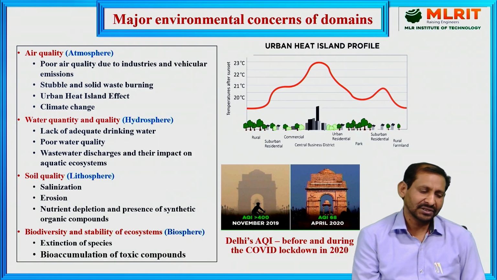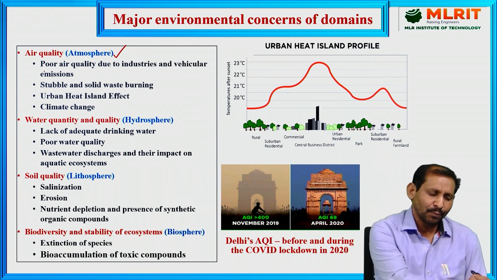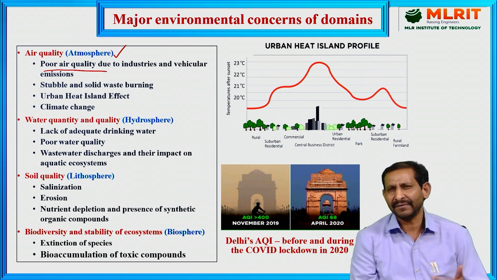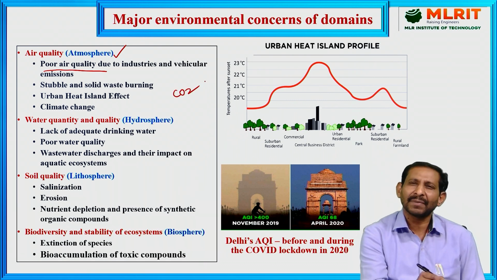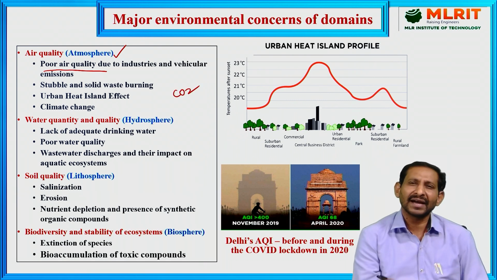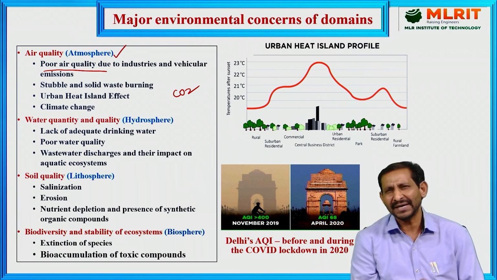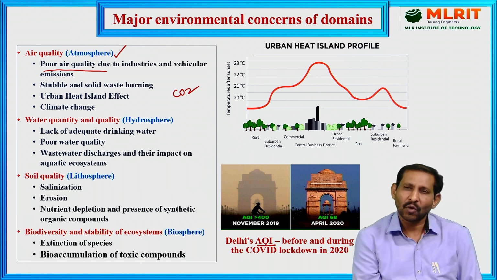Coming to the first, the atmosphere. First is poor air quality. It comes mainly from vehicular emissions, and from industries releasing emissions such as carbon dioxide from thermal power plants and some organic chemicals. These majorly cause air pollution. Air pollution is determined by an index called the AQI, the air quality index.